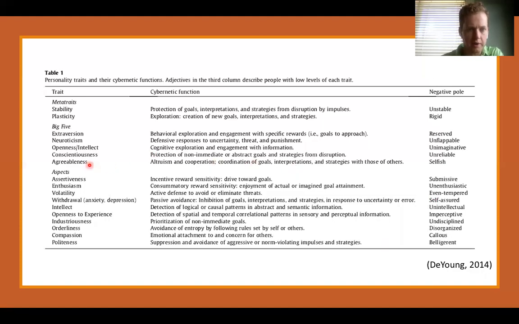Yeah, I don't think I went into agreeableness at this level, at the Big Five level. It's essentially altruism and cooperation. It's coordinating the goals, interpretations, and strategies with those of others. So again, that has a strong impact on stability, because you have these significant relationships with other people that make your environment more stable.